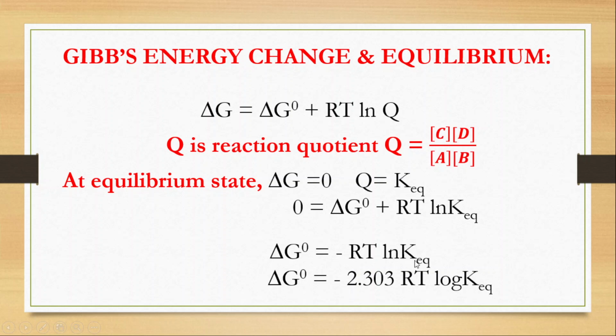You cannot use this formula for calculation directly, because it has log to the base e, the natural logarithm. Rather than using that table, we use the log to the base 10 table for calculation. That's why the natural logarithm, or log to the base e, is converted to log to the base 10 by multiplying by 2.303. So we have multiplied the term by 2.303: delta G naught equals minus 2.303 RT log to the base 10 K equilibrium.